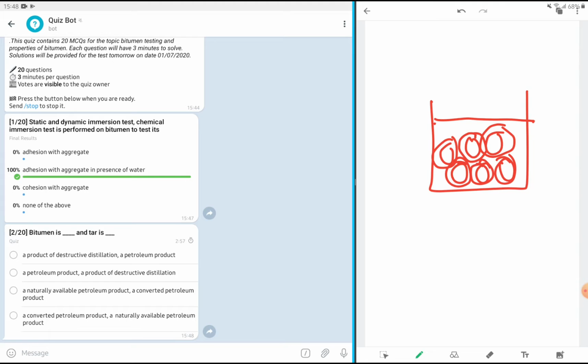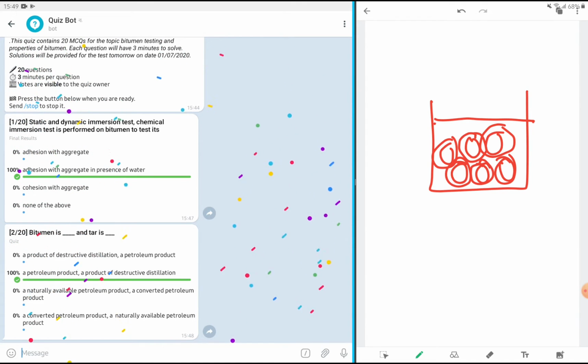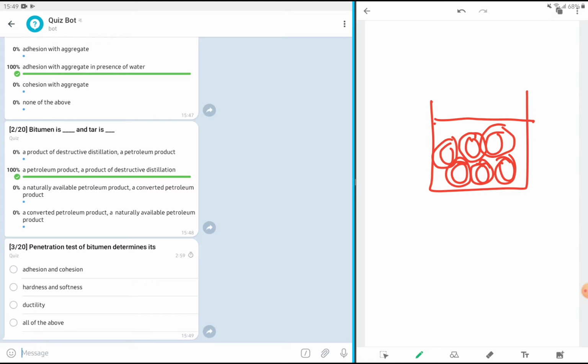Now we have the second question: bitumen is a fill in the blank and tar is a fill in the blank. Now what is bitumen and what is tar? See, bitumen is a petroleum product and tar is obtained by burning wood, by burning organic matter, by the method of destructive distillation. All four options contain petroleum product, converted petroleum product, destructive distillation. Just remember, bitumen is a petroleum product and tar is a product of destructive distillation. Therefore option B, the second option, should be the one. We can see the confetti, therefore the answer was right.